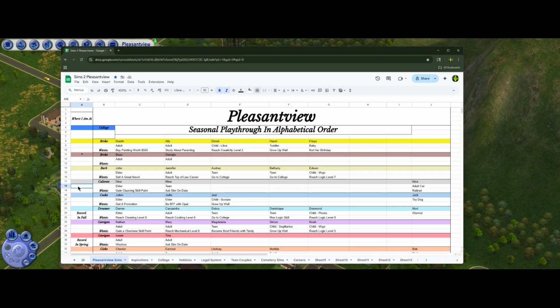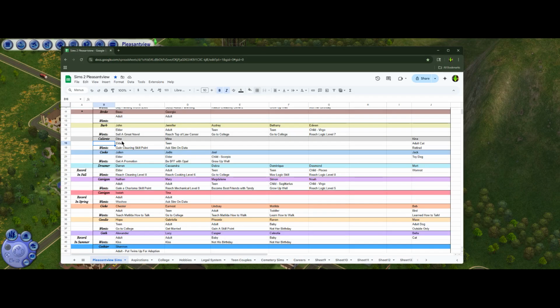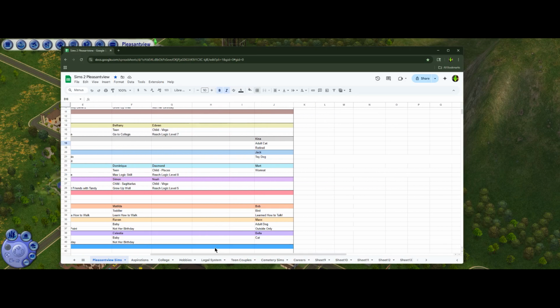Now let's go down to the Calientes here, and we can quite possibly see that we also have information down this way. So I always put their pets at the end of the line here, so I know if they got pets or not. So as you can tell, we got an adult cat named Keena, and she is retired from work. Let's actually change that, because that means she's an elder cat now.